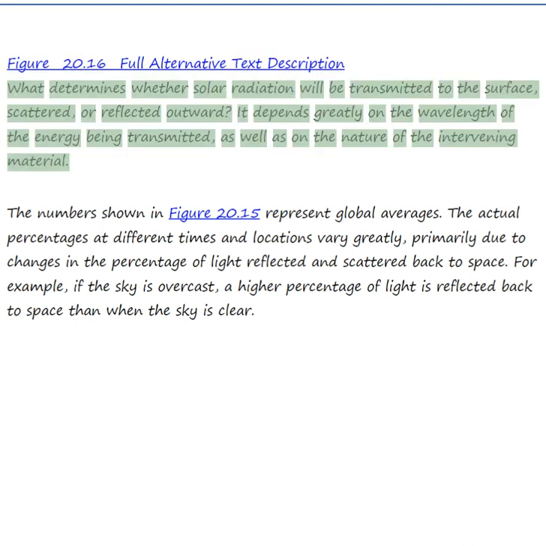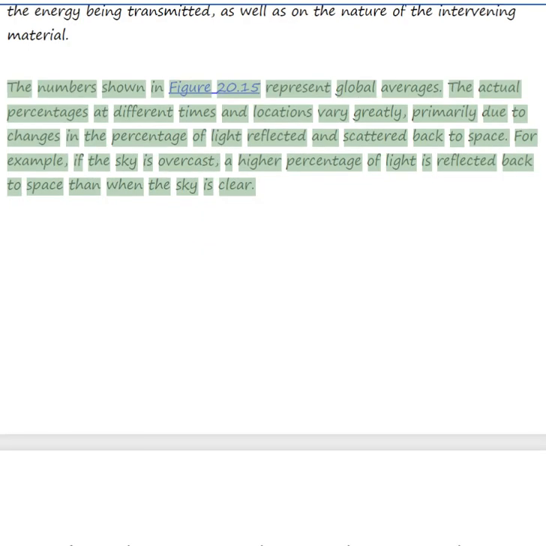What determines whether solar radiation will be transmitted to the surface, scattered, or reflected outward? It depends greatly on the wavelength of the energy being transmitted, as well as on the nature of the intervening material. The numbers shown in figure 20.15 represent global averages. The actual percentages at different times and locations vary greatly, primarily due to changes in the percentage of light reflected and scattered back to space. For example, if the sky is overcast, a higher percentage of light is reflected back to space than when the sky is clear.